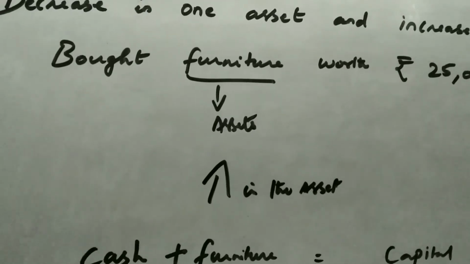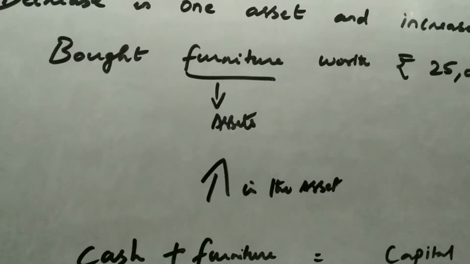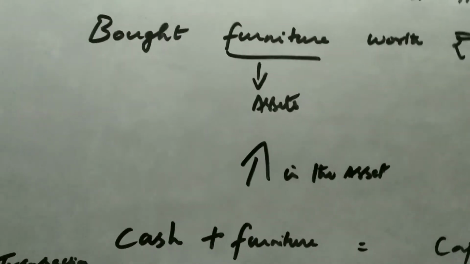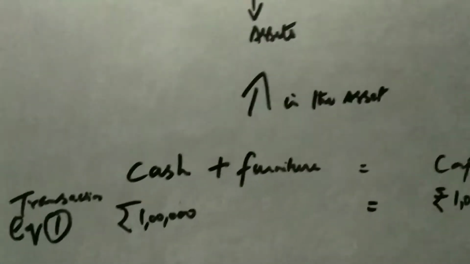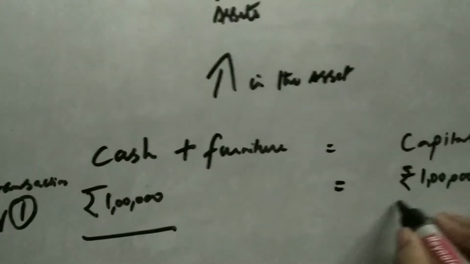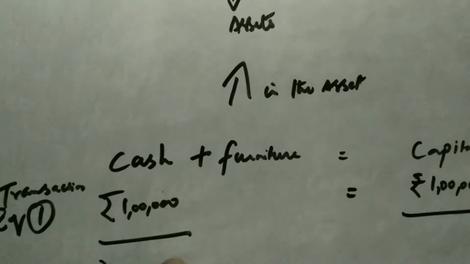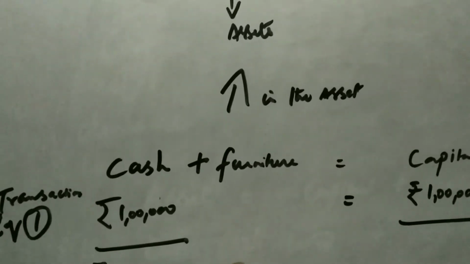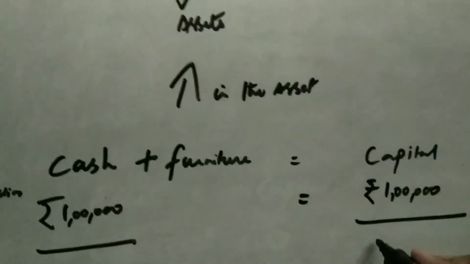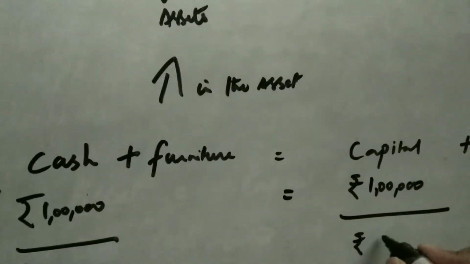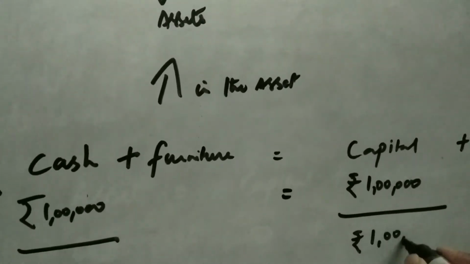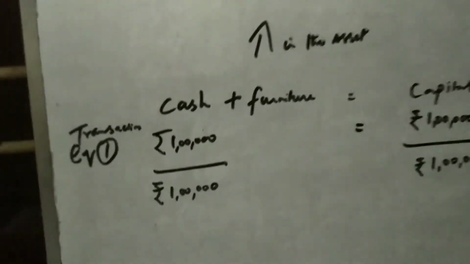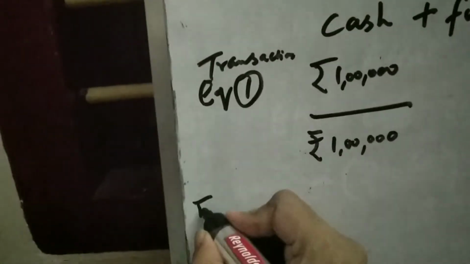In transaction 1, you are going to bring down the balance. So make sure after every transaction you have to bring down the balance, and your equation should be balanced, which means LHS and RHS should be equal. Now transaction 2.